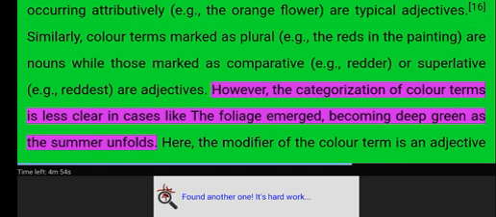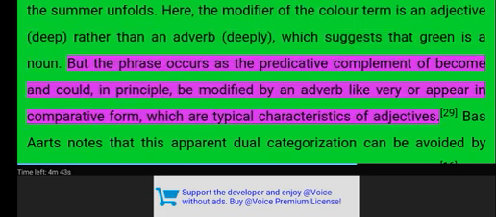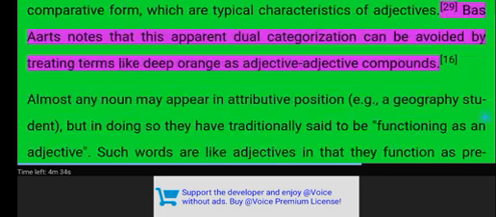However, the categorization of color terms is less clear in cases like the foliage emerged, becoming deep green as the summer unfolds. Here, the modifier of the color term is an adjective, deep, rather than an adverb, deeply, which suggests that green is a noun. But the phrase that occurs as the predicative complement of becoming could, in principle, be modified by an adverb like very or appear in comparative form, which are typical characteristics of adjectives. Pahart notes that this apparent dual categorization can be avoided by treating terms like deep orange as adjective compounds.